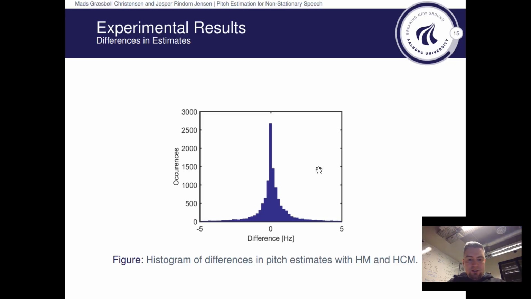Good. So what you see here is a histogram of the differences in pitch estimates obtained with the harmonic model and the harmonic chirp model when run on real speech signals. So this shows the differences we can expect to encounter when applying the chirp model rather than the harmonic model. And what you can see is that most of the time the differences are really small, which means that the harmonic model is good. But you can also see that there are actually differences in pitch quite often that are on the order of a couple of hertz. And if you look at it from a psychoacoustic point of view, such differences in a fundamental frequency might actually be easily audible. So this shows the difference you get by using this model and this estimator with the chirp model rather than the harmonic model.